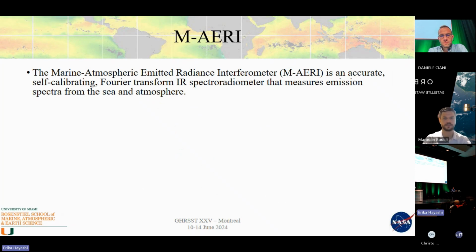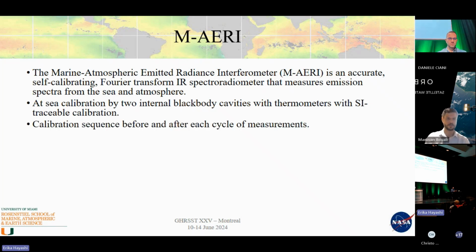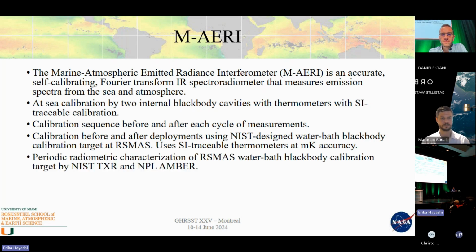So how do we get those measurements? We use an instrument called the MARY, which is a Fourier transform radiometer, using 2 internal black bodies for calibration at sea. Calibration is done before and after every measurement cycle, so that's every few minutes at sea. And before and after going to sea, they're tested in the laboratory against a NIST-designed black body, and periodically these are compared at NIST or NPL against standard black bodies and standard radiometers.